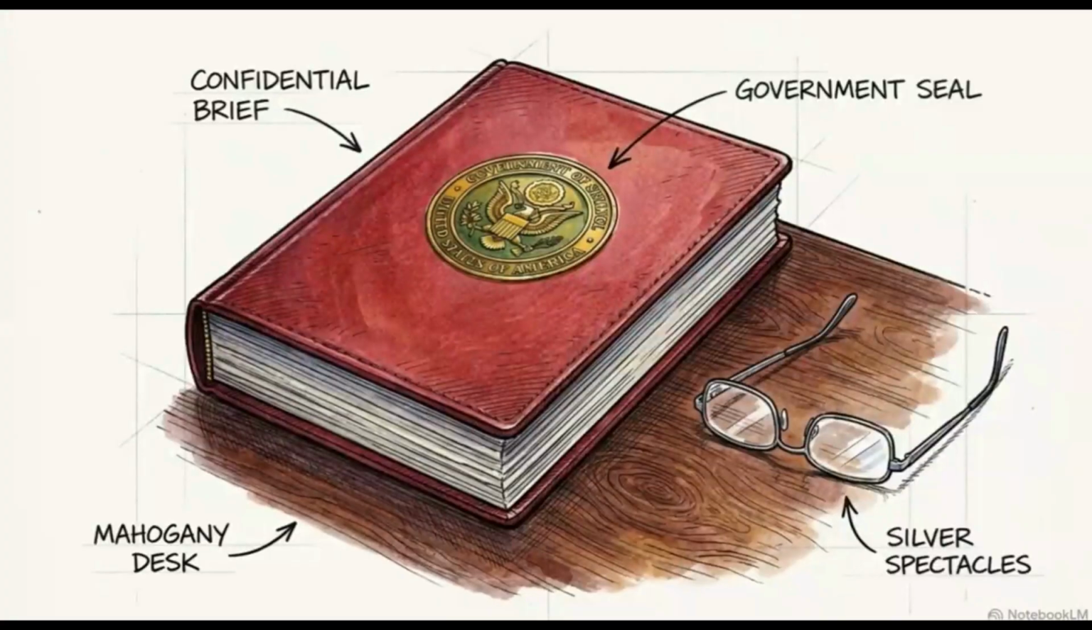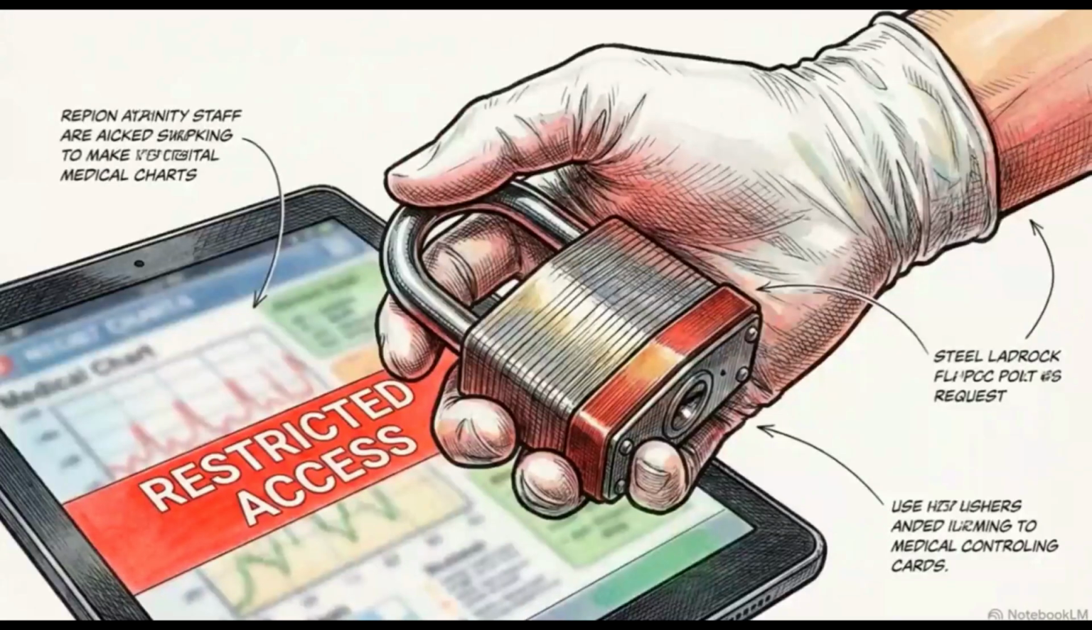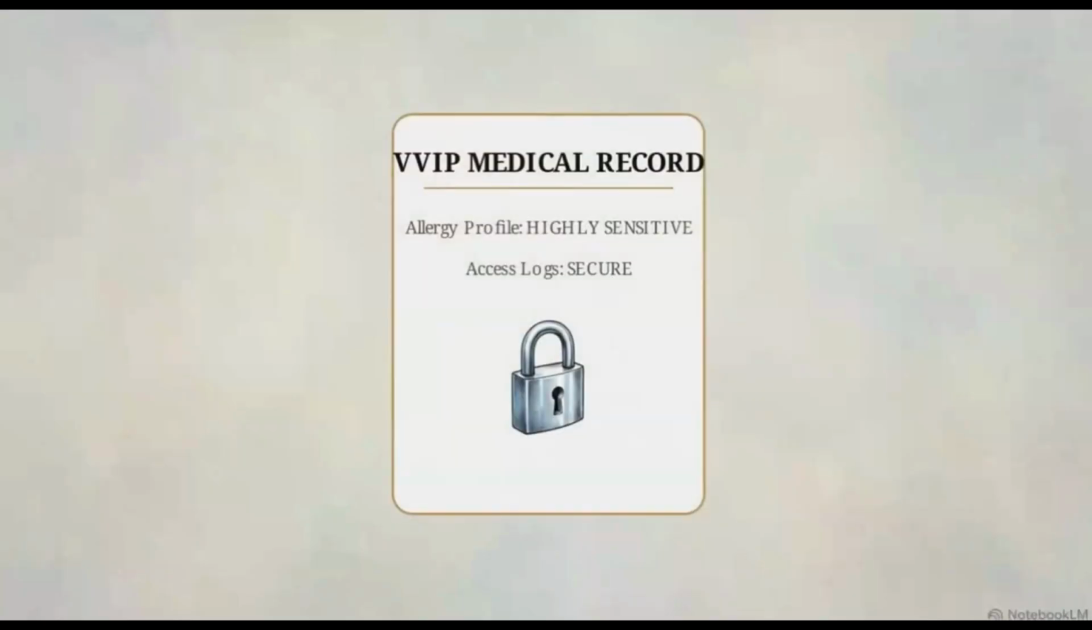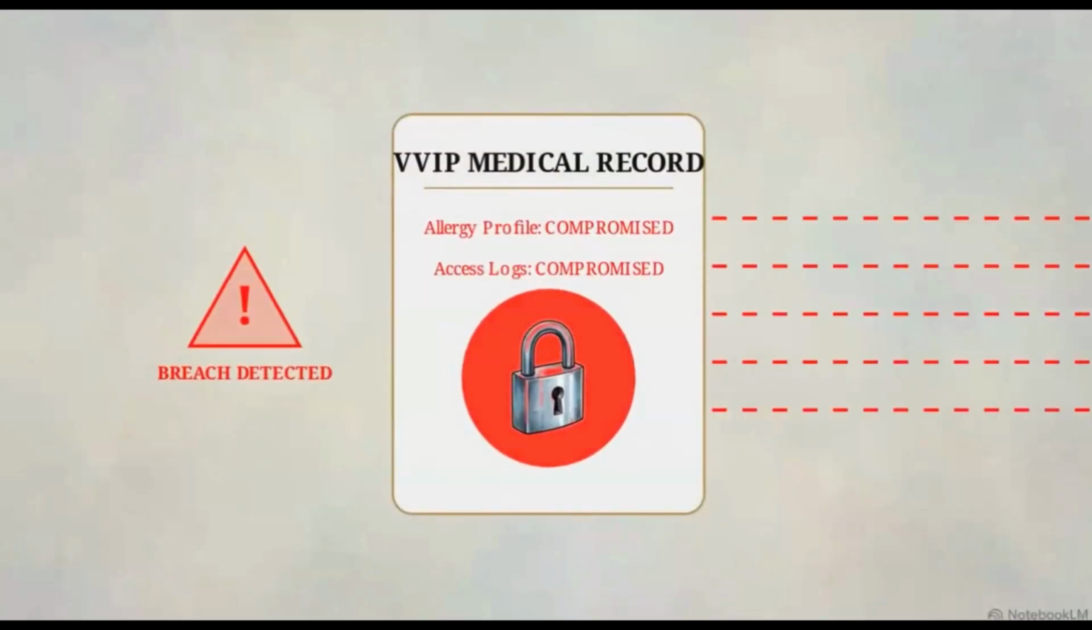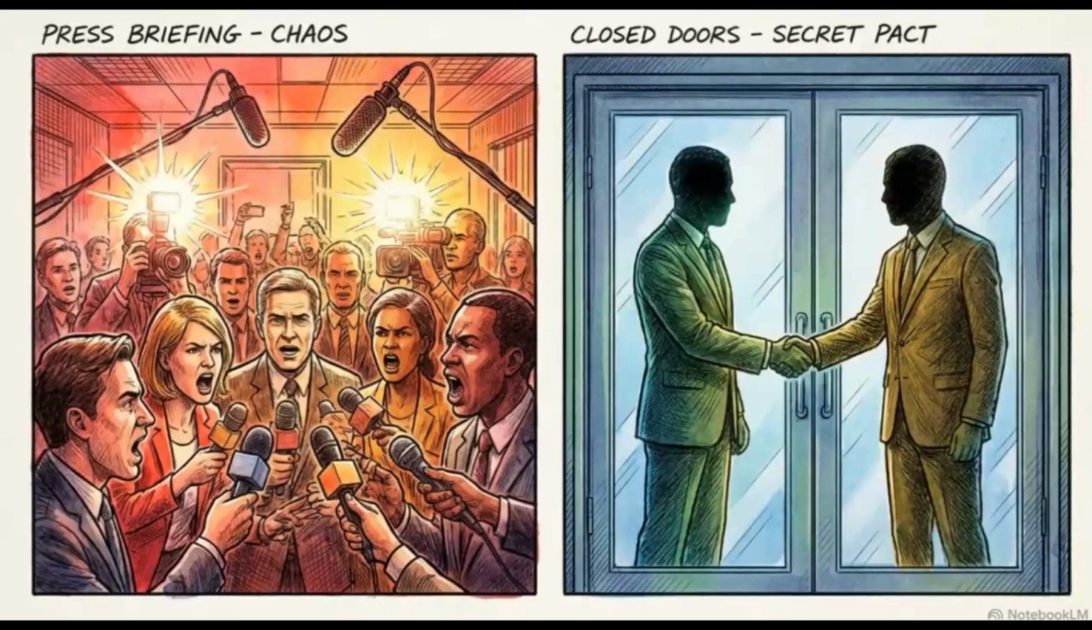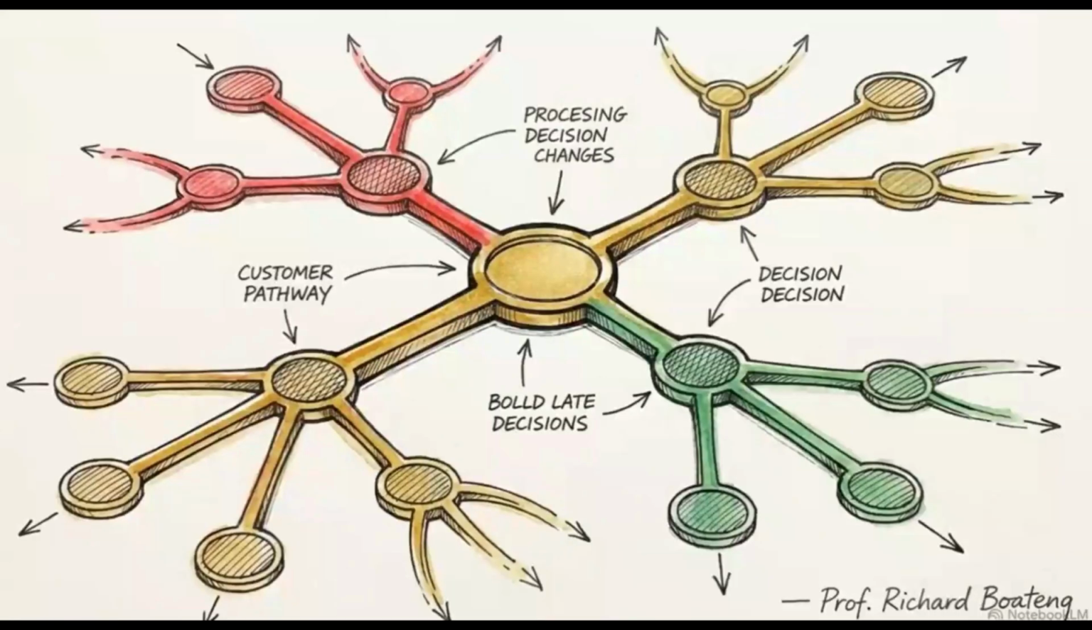These operations are governed by Ghana's Data Protection Act of 2012, known as Act 843. This law mandates strict handling protocols for all personal information, with no exceptions for high-profile individuals. At this level, a leaked allergy profile or an unauthorized access log triggers a cascade of national security and diplomatic consequences. Managing these risks requires data governance.